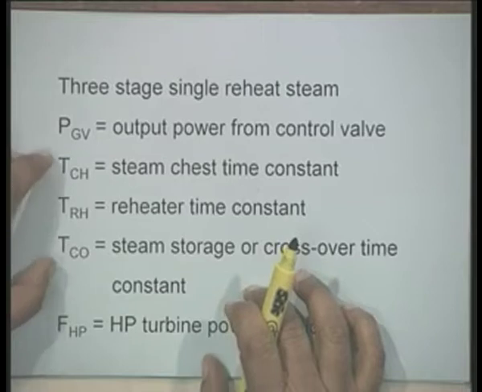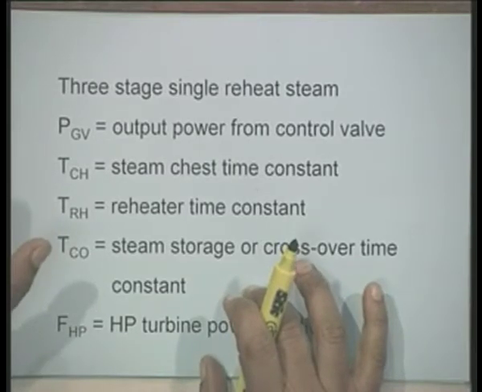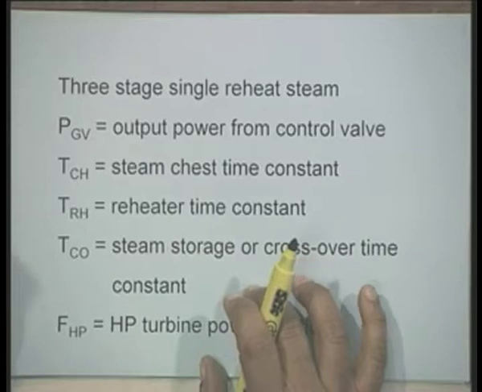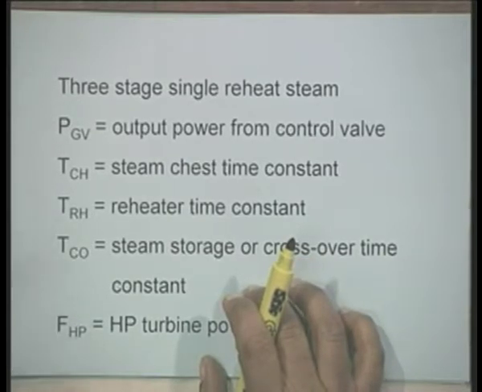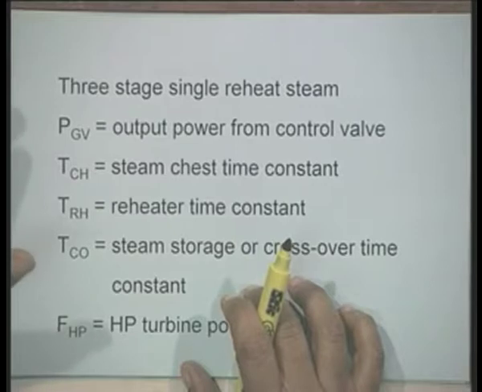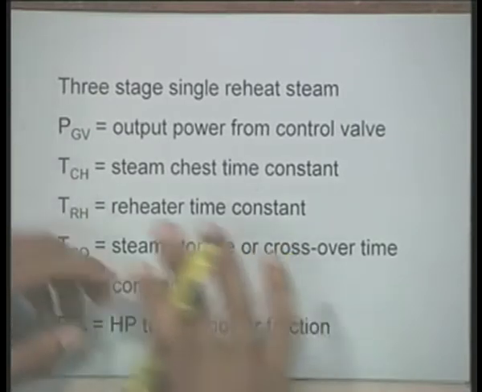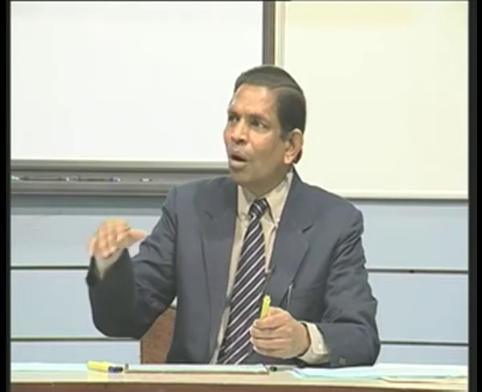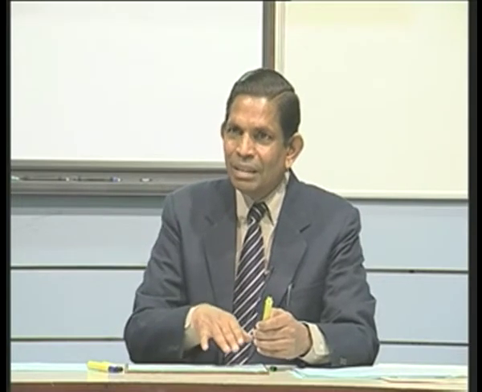Now, here I wanted to just mention that out of all these time constants, the TRH, the reheater time constant, is the largest. Its value is around 5 to 10 seconds, while TCH and TCO are of the order of 0.2, 0.3, like a fraction of a second. They are small, right? And when you see that TRH is a large time constant, then whenever you are trying to study the mid-term or long-term dynamics, this model will have its effect on the stability.